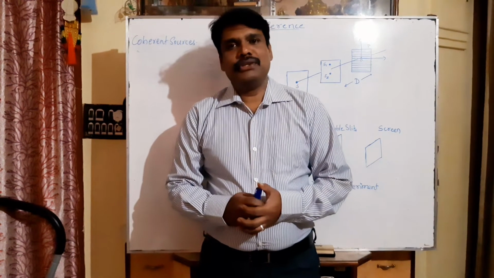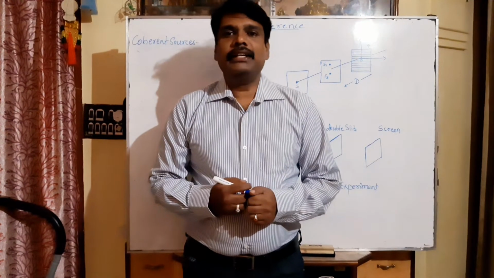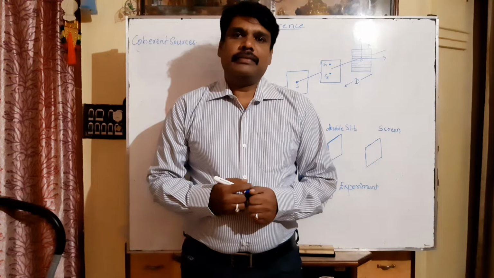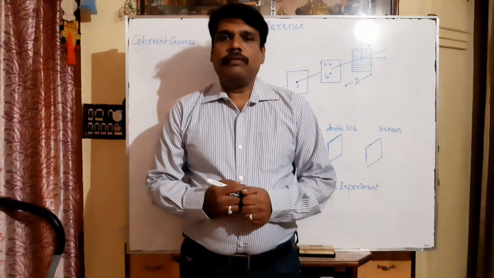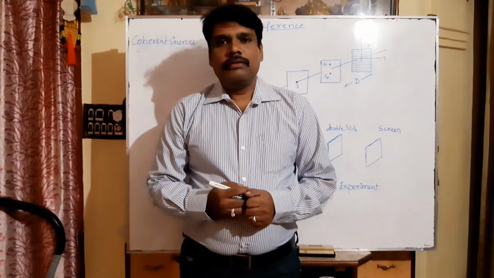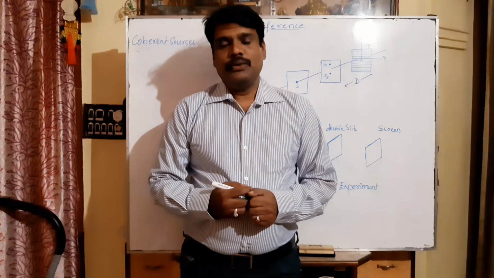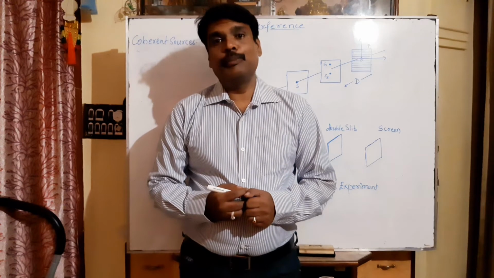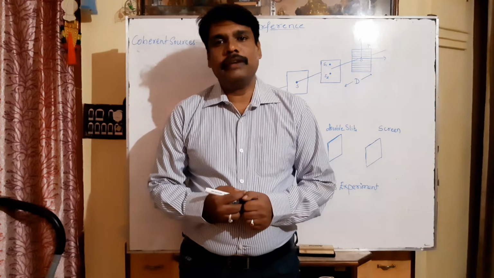Today in this session of class, I am going to explain about interference of light. The definition of interference of light is very simple. Interference of light is defined as modification of distribution of intensity of light when two or more than two waves are superposed on each other. So this is the actual definition of interference.